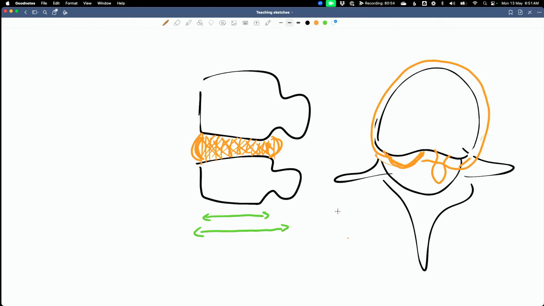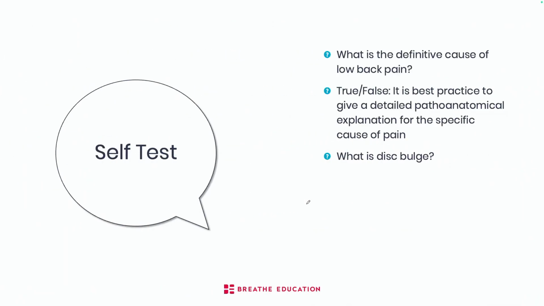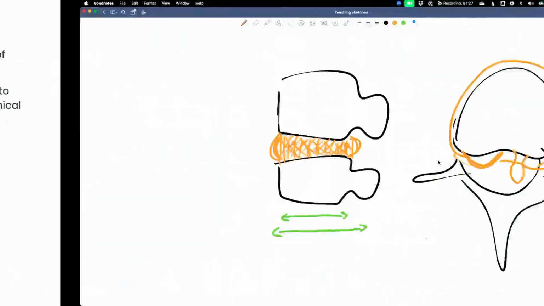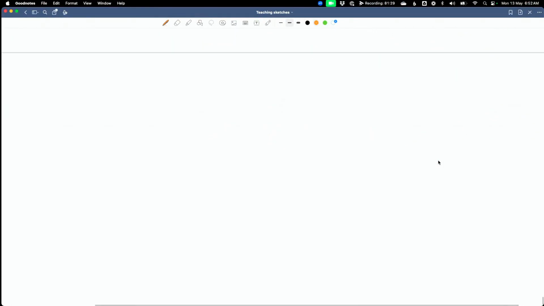All right, so let's get back to this. What is disc degeneration? Try not to use your notes. I'm looking at those answers come through and I'm thinking, yeah, I didn't do a great job of explaining this either. So let me explain degeneration briefly for you.